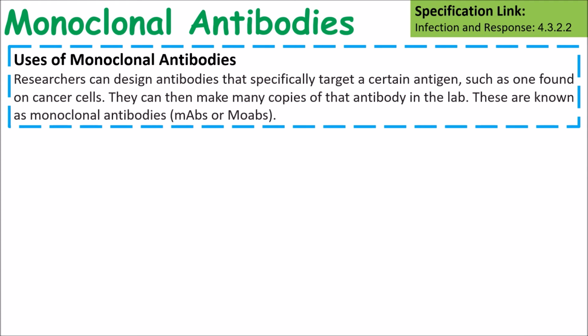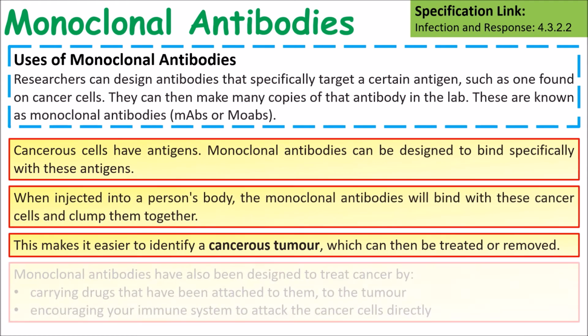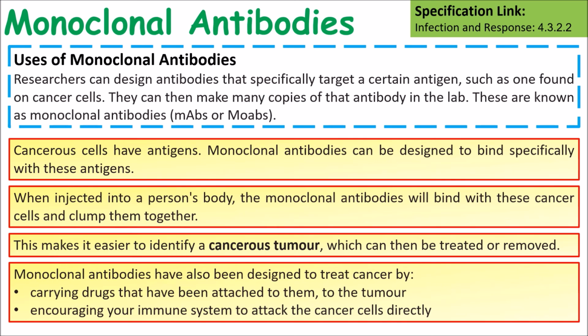So some of the uses of monoclonal antibodies. So cancer cells have antigens, so monoclonal antibodies have been designed to bind specifically with these antigens. So when injected into a person's body, the monoclonal antibodies will bind to these cancer cells and cause them to clump together. This makes it easier to identify the cancerous tumour, so it can be treated or removed.